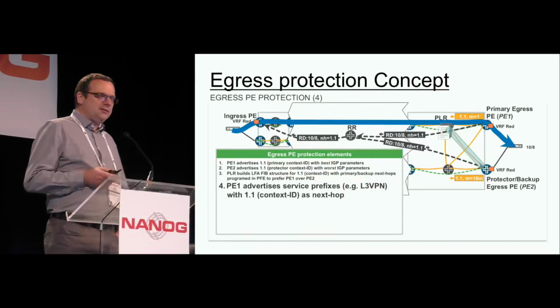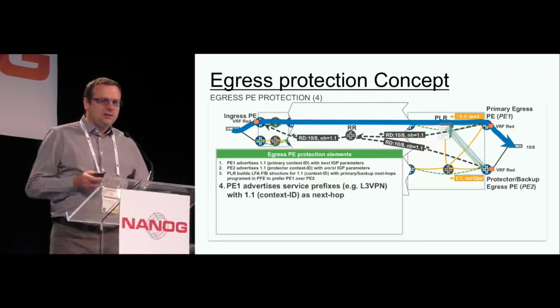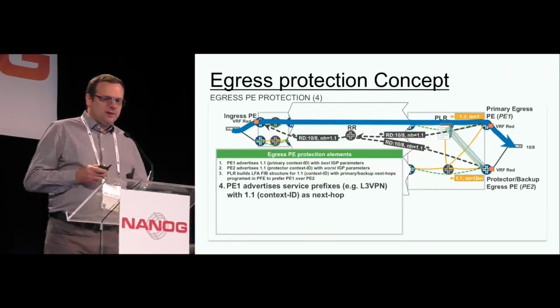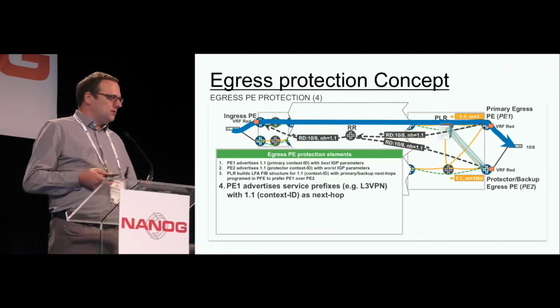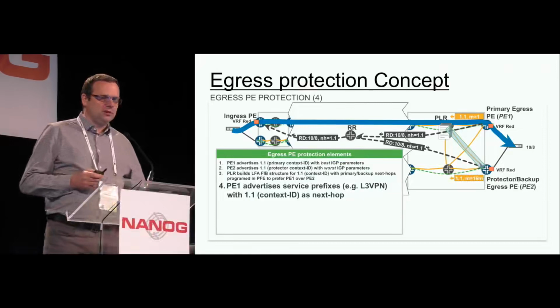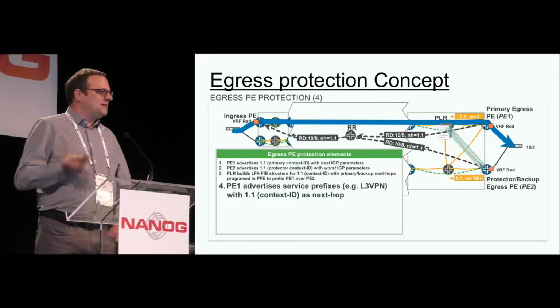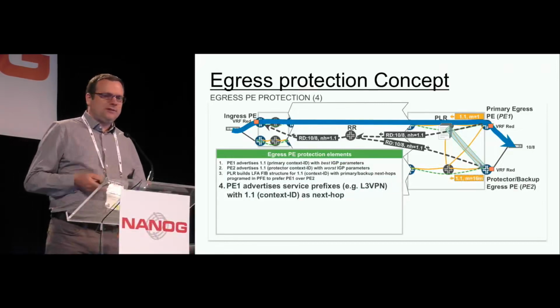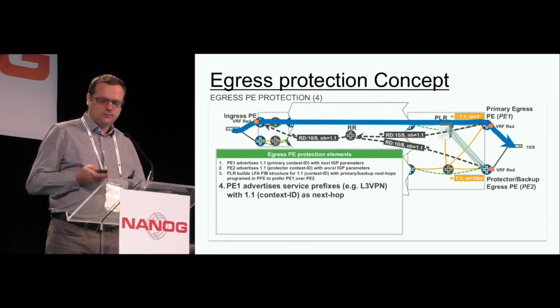What is special in this advertisement is that the PE advertises the next hop of this prefix as this context ID 1.1, so not the local loopback. Usually it will be the local loopback. Yes, the normal case would be the local loopback as the next hop. Here, instead of the local loopback, you are advertising 1.1. Right?